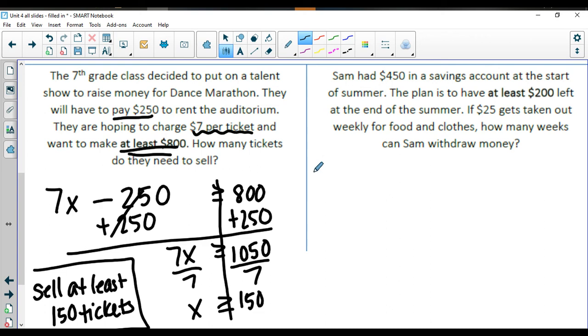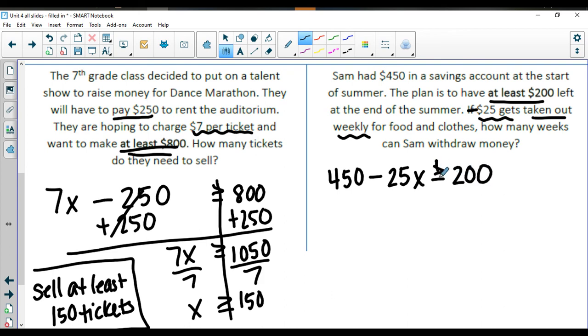For the last example here, Sam had $450 in a savings account at the start of the summer. The plan is to have at least $200 left at the end of the summer. If $25 gets taken out weekly for food and clothes, how many weeks can Sam withdraw money? So we're taking this out, which tells me that we're subtracting 25. And we're going to do this every single week. So we're starting at $450, taking out $25 every week, and we want to have at least 200. So that means $200 or more. So we're going with greater than or equal to here.